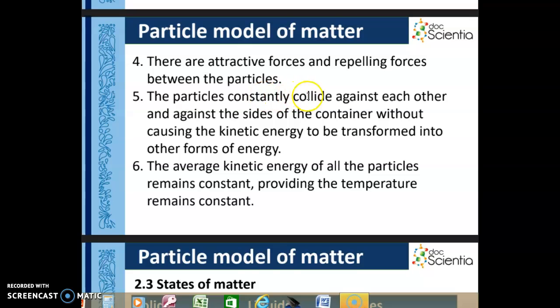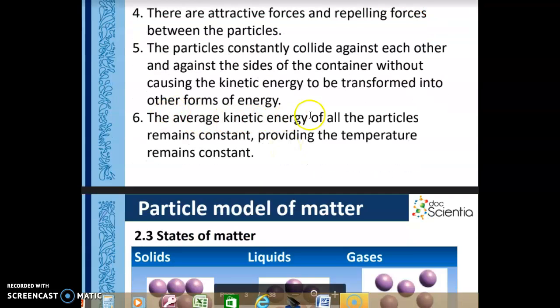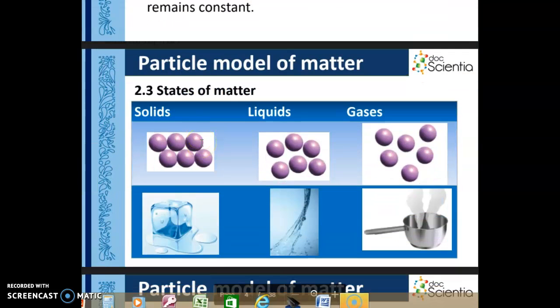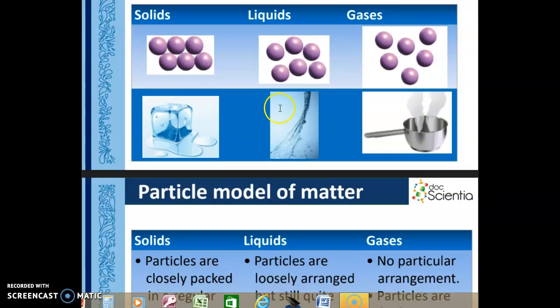The particles constantly collide against each other and against the sides of the container without causing the kinetic energy to be transformed into other forms of energy. The average kinetic energy of all the particles remains constant, providing the temperature remains constant. There are different states of matter. You get solids, liquids, and gases. Solids like ice, liquids like water, and gases like steam.